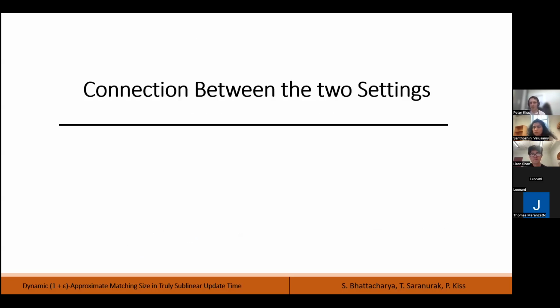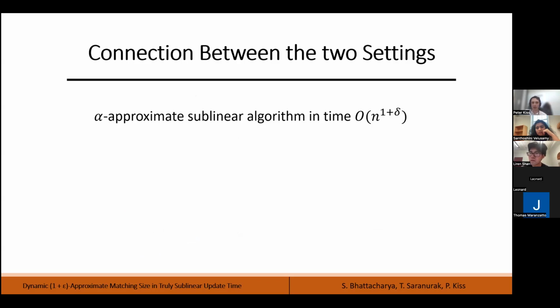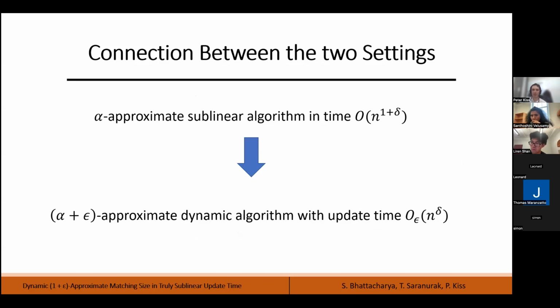So why these two settings in particular? Well, there's a very simple connection between these two settings in one direction. I claim if you give me an alpha approximate sublinear algorithm which runs in time n to the 1 plus delta, then there's a very simple reduction which says that there's a marginally worse dynamic algorithm with update time n to the delta. So we save n and it turns into update time.